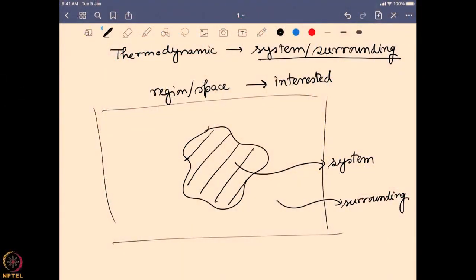Now how are the system and surrounding separated? They are separated by this particular boundary. So this is known as the boundary, which actually separates the system and surrounding.